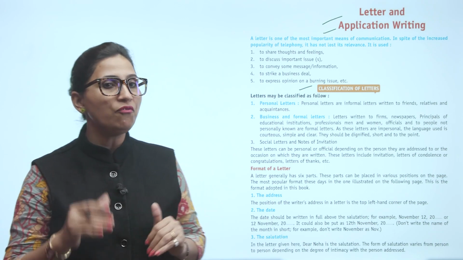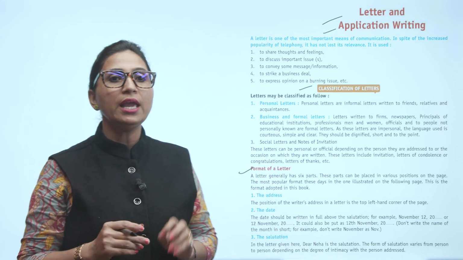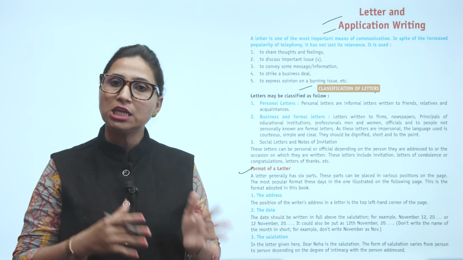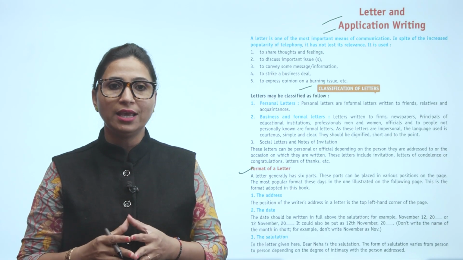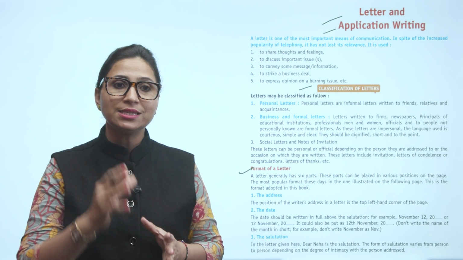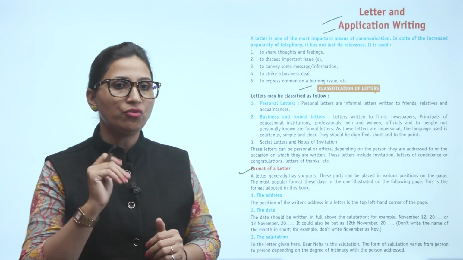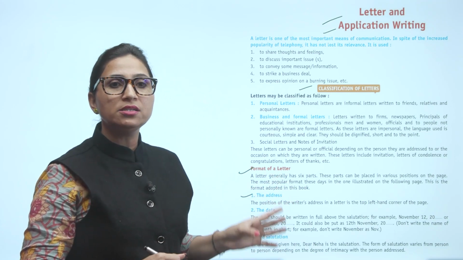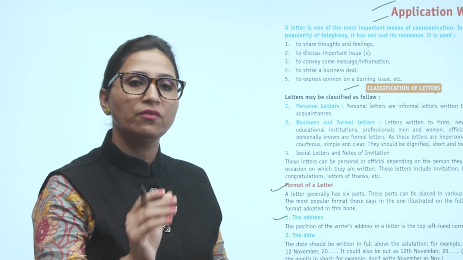So format पढ़ते हैं. Format of a letter. A letter generally has 6 parts. These parts can be placed in various positions on the page. The most popular format these days is the one illustrated on the following pages. This is the format adopted in this book. First, the address. The position of the writer's address in a letter is the top left-hand corner of the page.